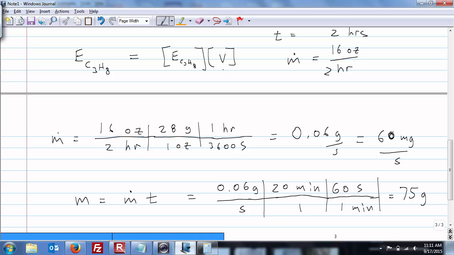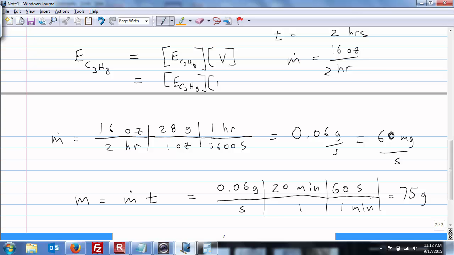Well, I wrote this up before as the specific energy of propane times the volume, or we could write it like this, specific energy of propane times the mass. Either one will work, because if you remember in Tuesday's lecture, we looked at energy densities, and there was that nice chart that showed energy densities either on a mass basis or a volume basis. So since we've got mass, let's just look up the energy density of propane on a mass basis.